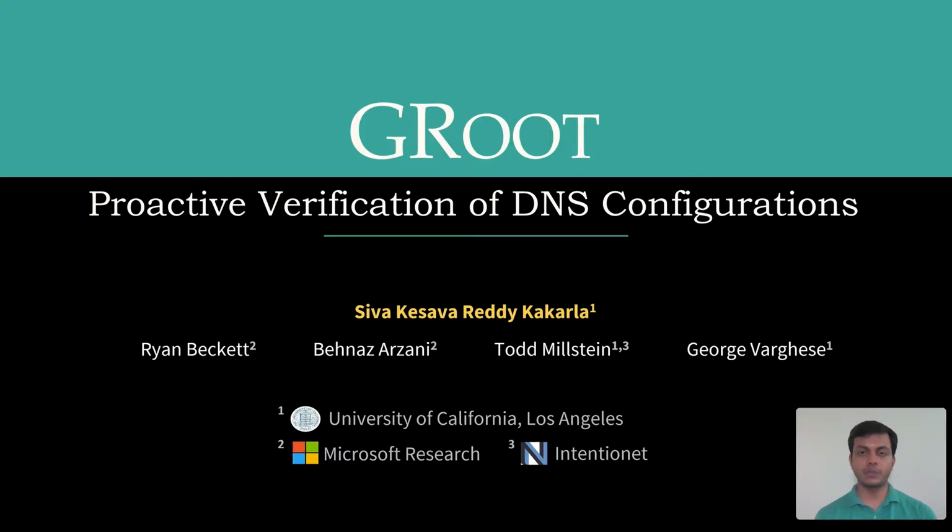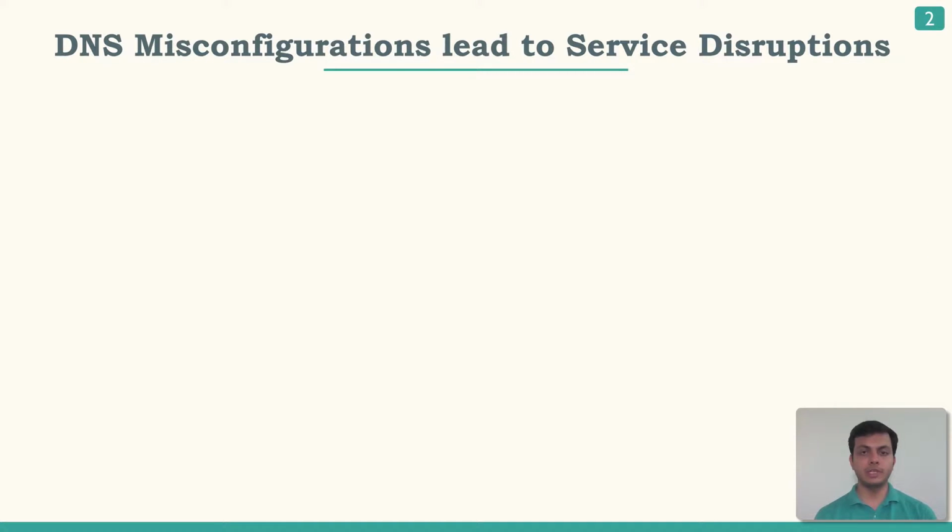DNS, the domain name system, as most of us are aware, allows users to connect to online services through user-friendly domain names by translating them to IP addresses. As such, any misconfiguration in DNS can lead to service disruptions, as is evident from the recent Azure global outage.